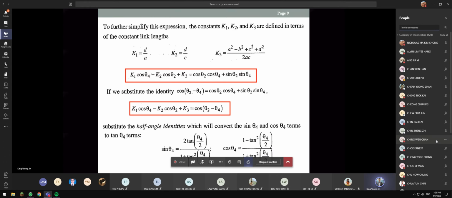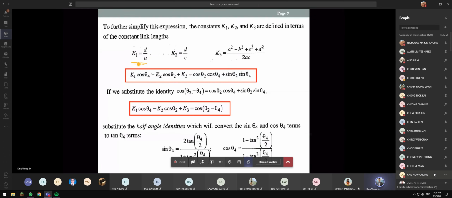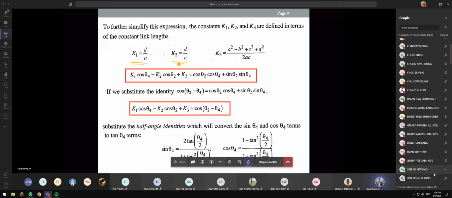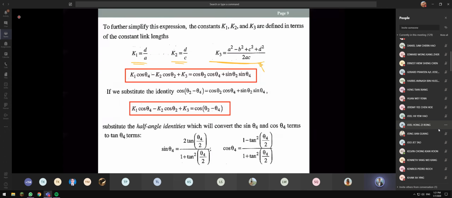Now he even puts in constants k1, k2, k3 to simplify the equation. k1 equals d over a, k2 equals d over c, and k3 is equal to a square minus b square plus c square plus d square, divided by 2ac. So the equation will be simplified with these constants k1, k2, and k3.